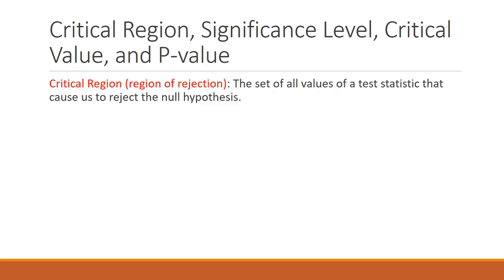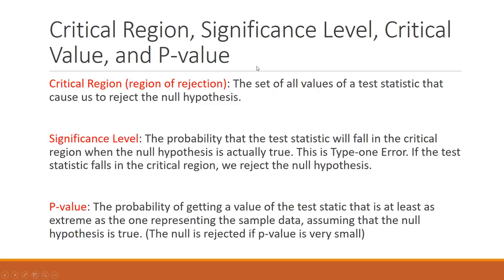So first, let's define a couple things. We're going to define critical region, significance level, and p-value. All right. Critical region. This is the set of all values of a test statistic that cause us to reject the null hypothesis. Basically, the point is this: any t-statistic that falls within the critical range would imply that I reject the null hypothesis.